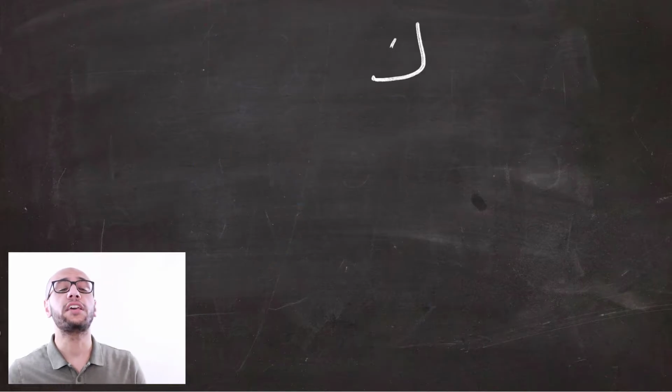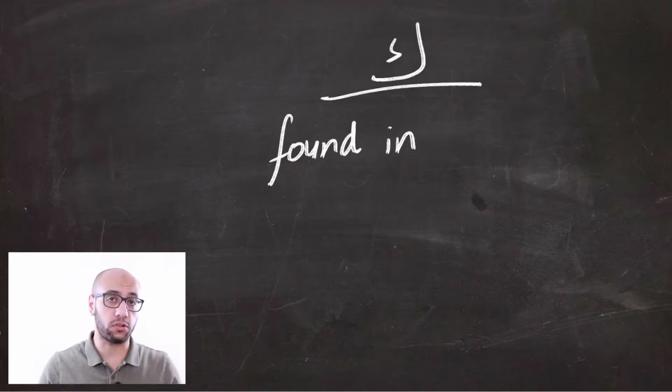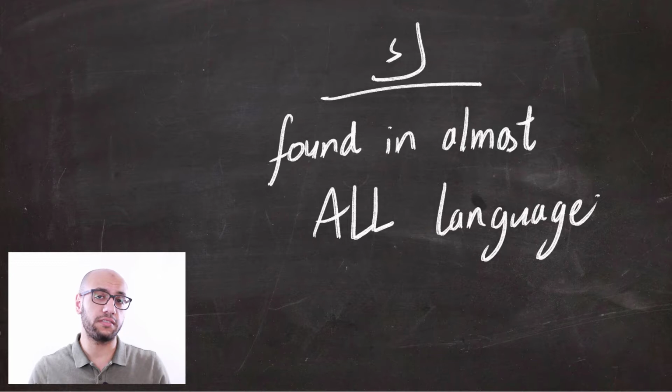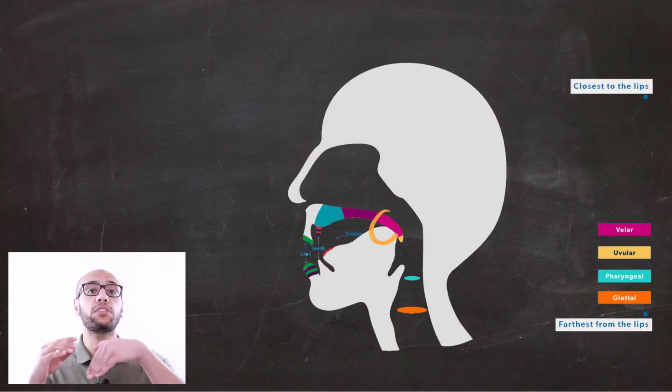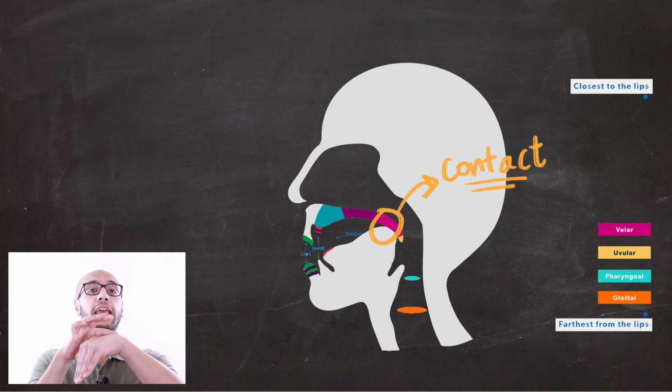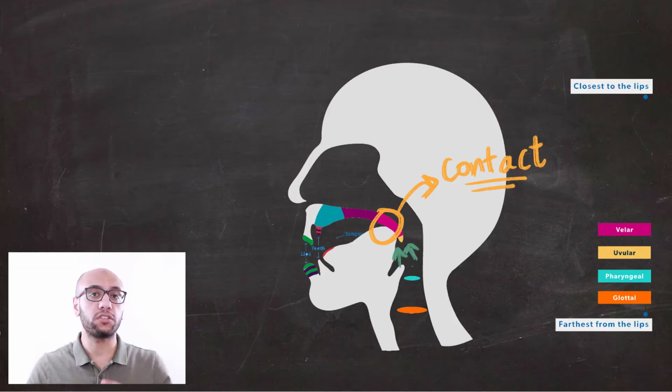K sound is found in almost all languages across the globe. All kinds of languages contain K sound, and it is also found in English. It is produced through the contact made by the back raise of the tongue against the soft palate, which is a soft part of the roof of your mouth. We talked about the position of the palate and how you can locate it in your mouth in the last video, so make sure you check that one out if you haven't done that already.